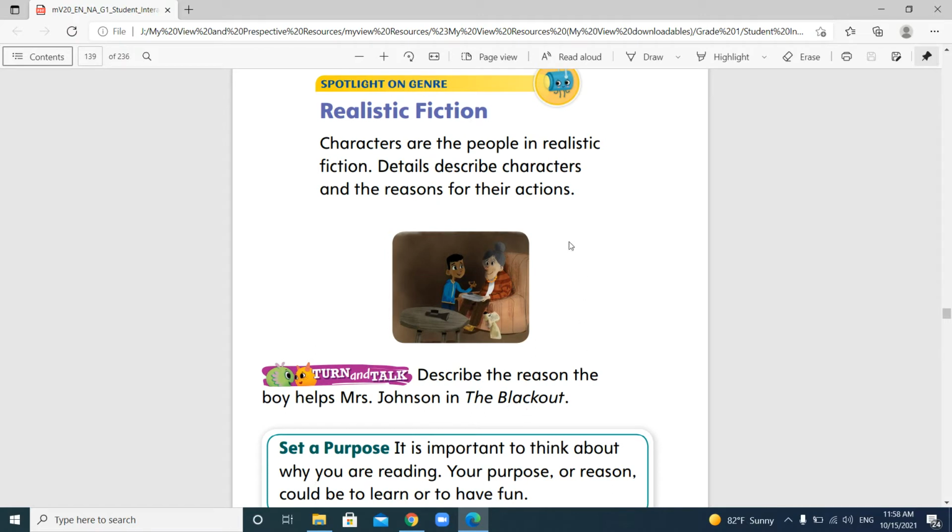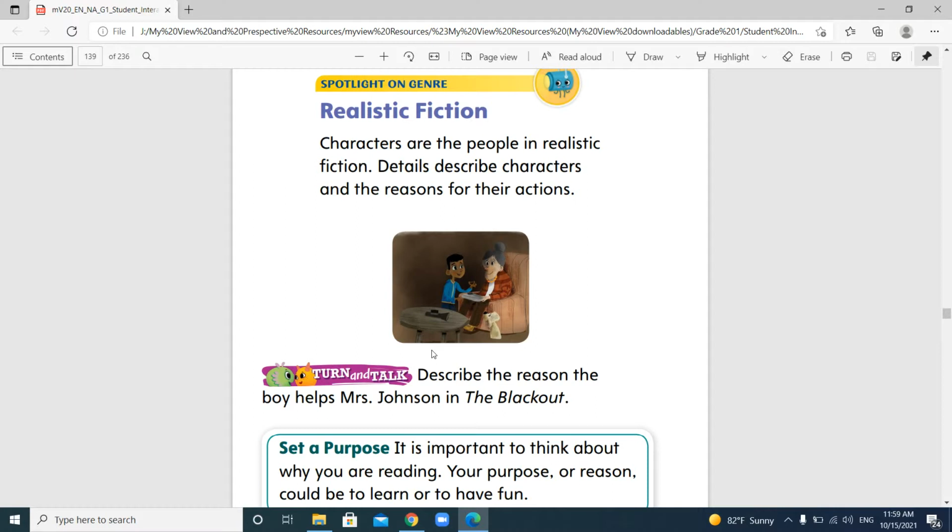Okay, we also talked about what he did when he went down and took the flashlight. What did he do? He saw Mrs. Johnson looking for batteries. She wanted batteries for her radio. What did he do? He took one battery and gave it to Mrs. Johnson so she could use it for her radio. These are all words that describe the characters in the story and why they behave like that.